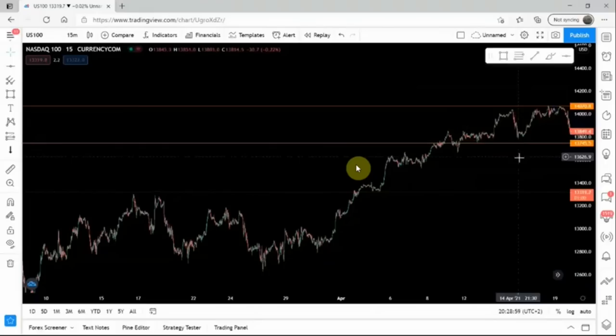Are we really working on this low? Where are we waiting to take our trade? We need to enter, guys. We need to enter this trade. Where are we entering?